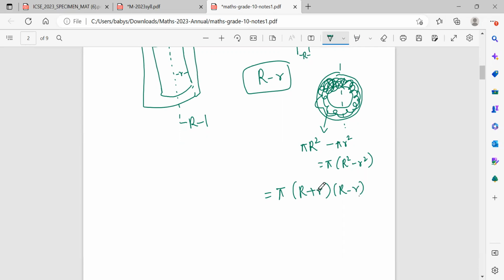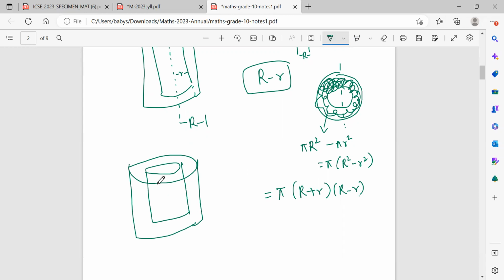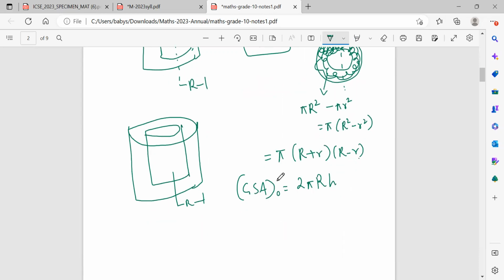Okay. Now, see, you have CSA, right? When it comes to CSA, again, remember, there is an external CSA and an internal CSA. That is just the curved portions' area. I'm not talking of the cross section now. So the outer radius is capital R, right? So what will be the CSA? CSA outer, I could say, will be 2 pi capital R into H. H is the same for both inner and outer. And when it comes to the inner radius, it is small r. So the inner CSA will be 2 pi small r H.